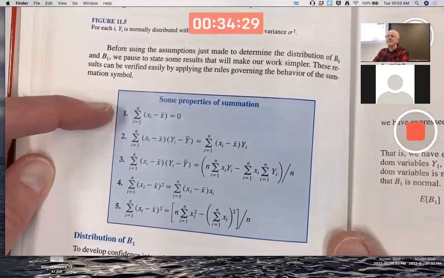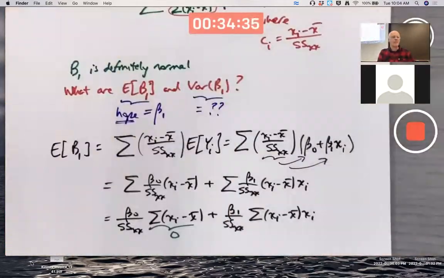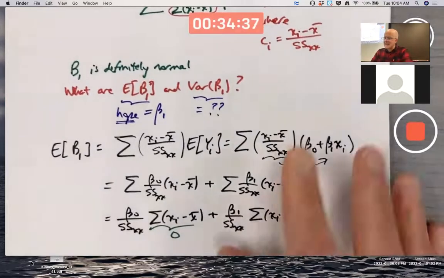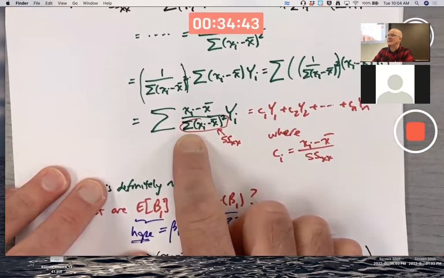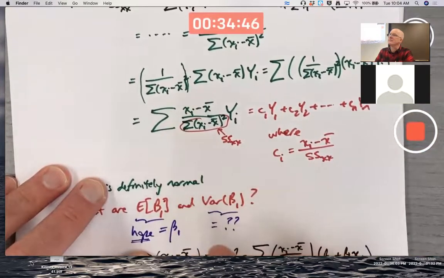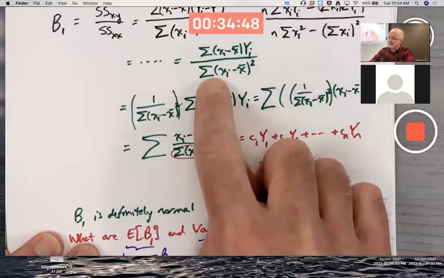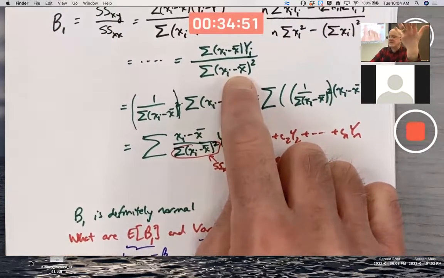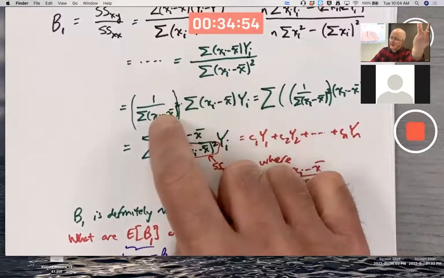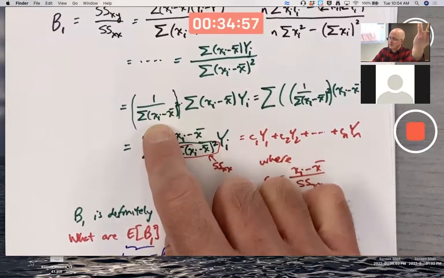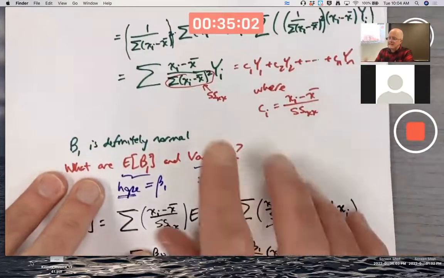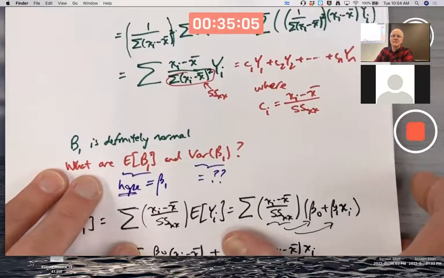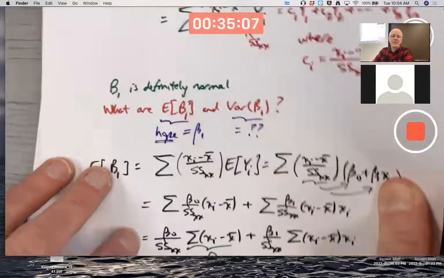Question? Why can't you pull out the SSXX when that technically has xi? It has xi in it, but only before you do the summation. As a summation, it's a constant, just like it was a constant up here. That's some number. These x's are given. The summation is some number. I could bring it out in front. It's with its reciprocal because I was dividing it. I can bring it back through the summation like this. It is a number. Its formula involves i, but it is a number.